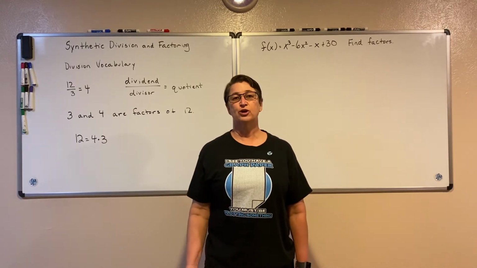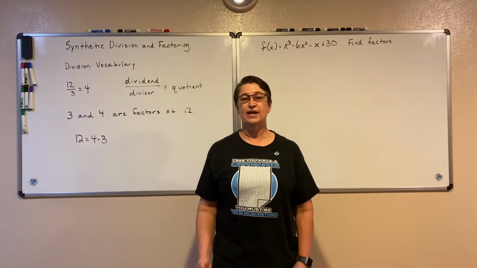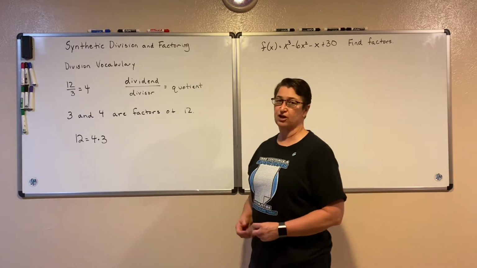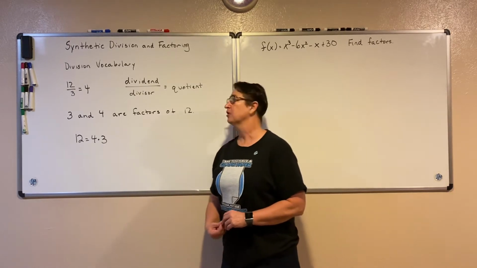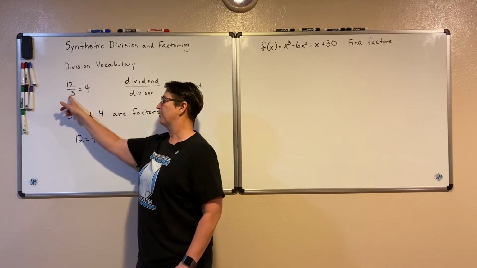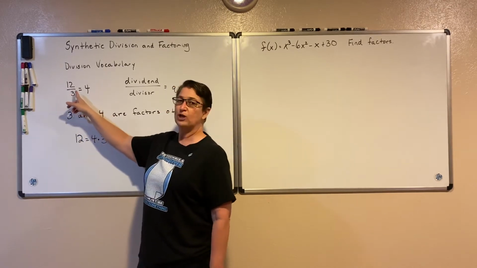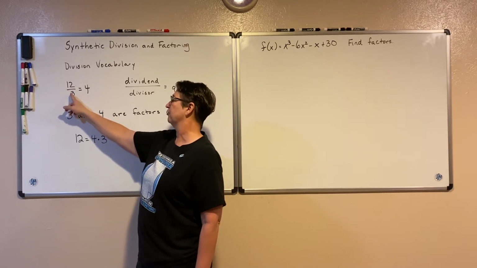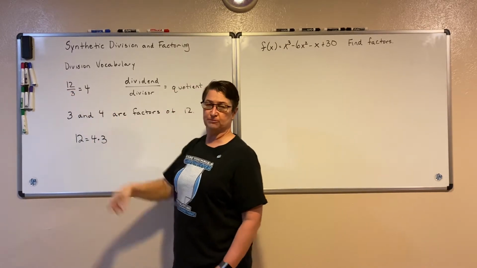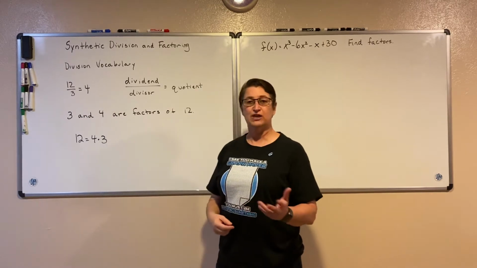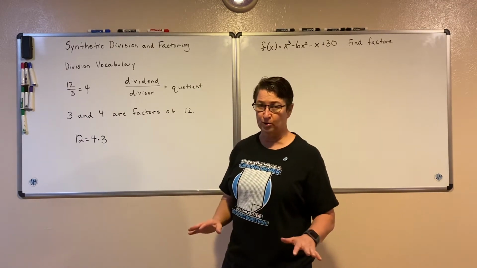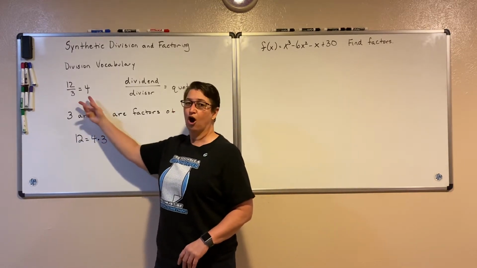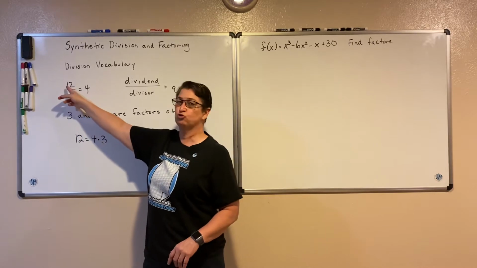In this video, we're going to look at synthetic division and how we can use it to help us factor a polynomial. So first, let's just talk a little bit about division and factoring. Here, I have 12 divided by 3 equals 4. We call this 12 the dividend, the 3 the divisor, and the 4 the quotient. Because 3 goes into 12 evenly with no remainder, we say that 3 and 4 are factors of 12.